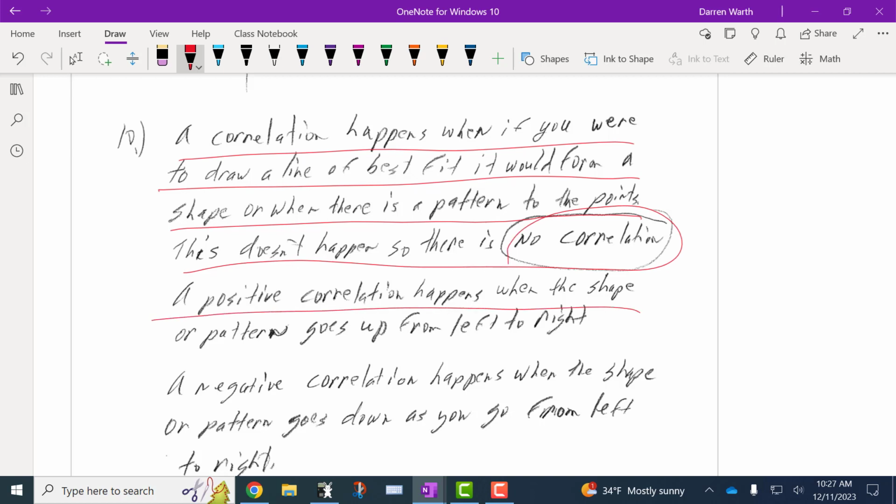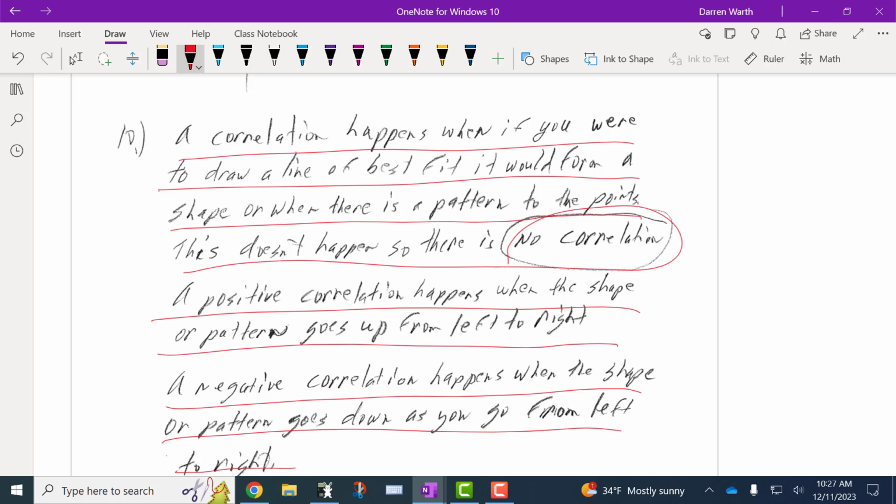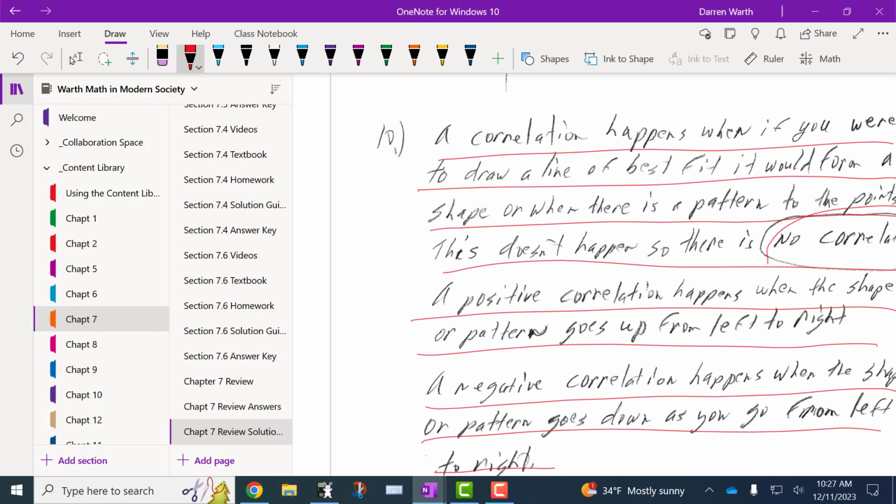A positive correlation happens when the slope or pattern goes up from left to right. A negative correlation happens when the shape or pattern goes down as you go from left to right. So you're going to notice that on this problem right here as you look at it.